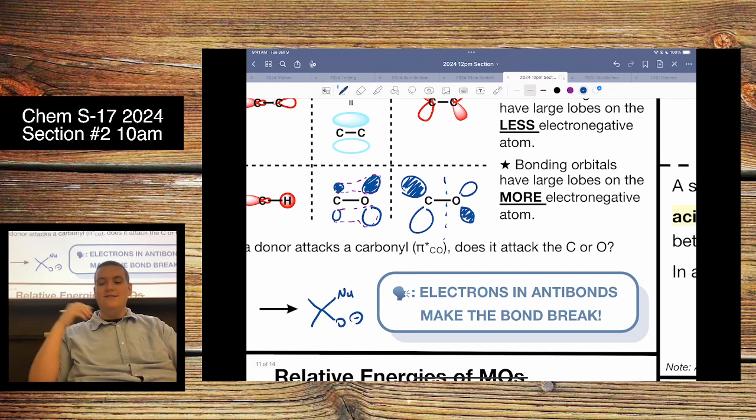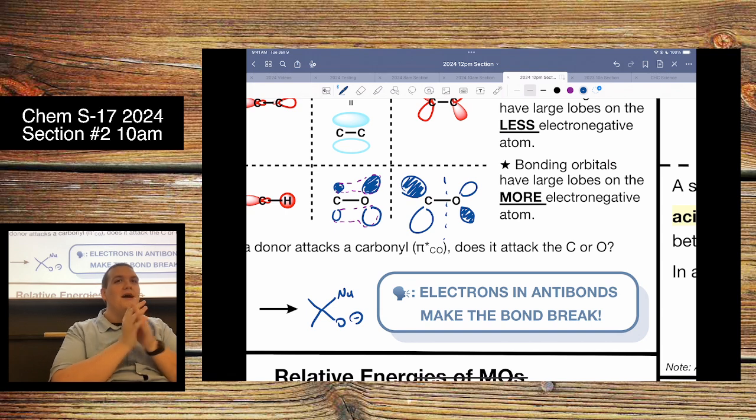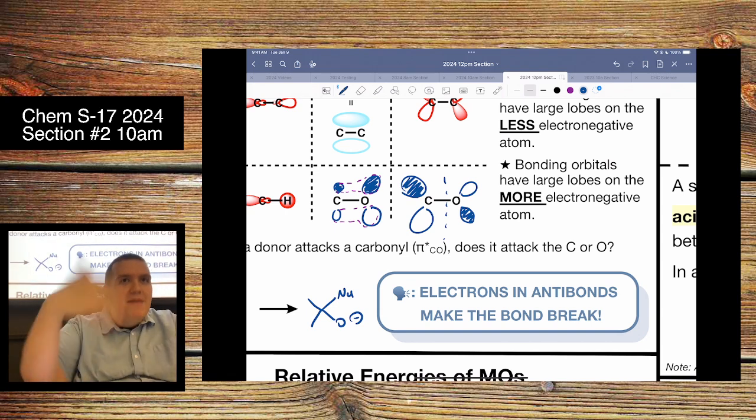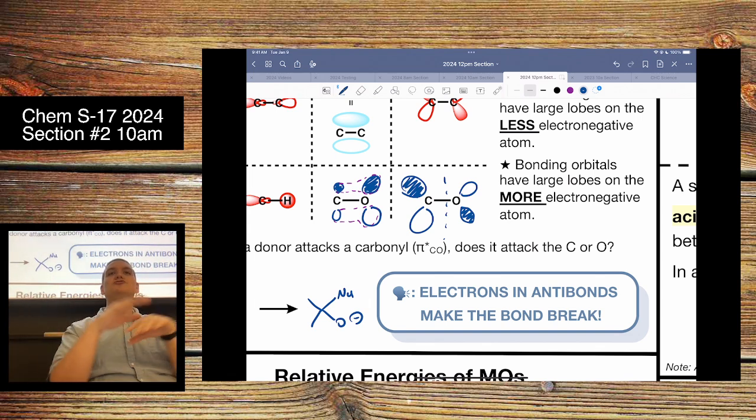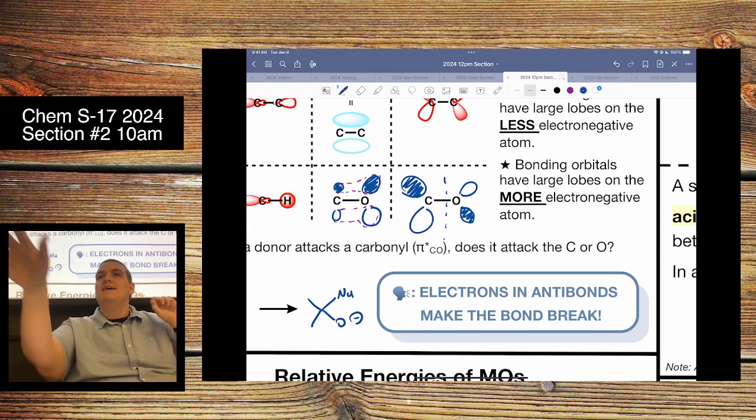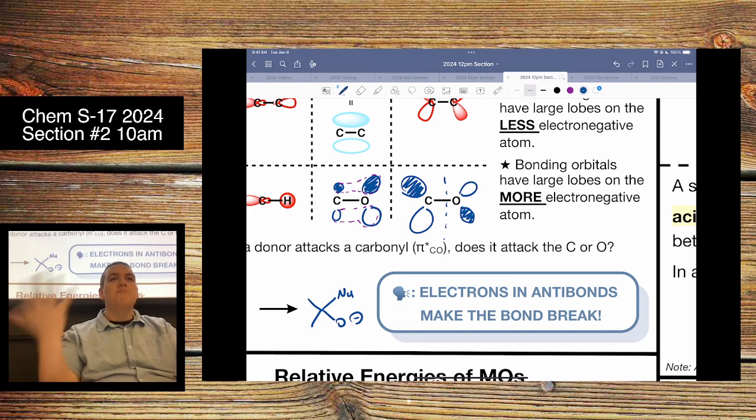Electrons in antibonds make the bond break. So we're going to chant that like 4 or 5 times, and we're going to do a gradient. We're going to start off quiet like it's a secret, and then we're going to get very loud, okay? So, electrons in antibonds make the bond break. We're going to do it again, a secret. Electrons in antibonds make the bond break. Now normal talking volume. Electrons in antibonds make the bond break. Now we're trying to get someone's attention across the room, but it's a small room. Electrons in antibonds make the bonds break. Now we're just so excited we can't contain it. Electrons in antibonds make the bonds break.